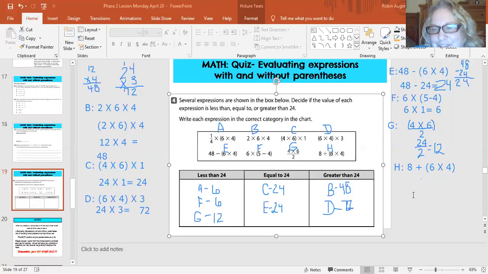And then we have to do 8 plus 24. 24 plus 6 would be 30, and 2 more would be 32. 8 plus 24 is 32. Okay, and this one obviously is over 24. So H goes into the greater than box.